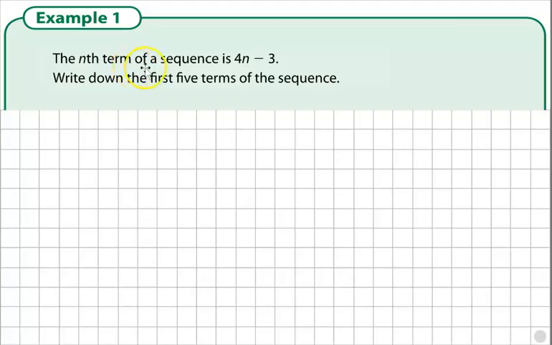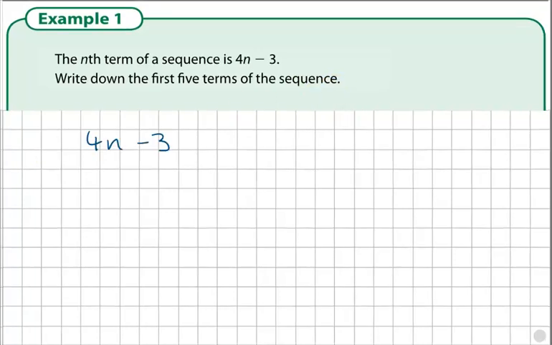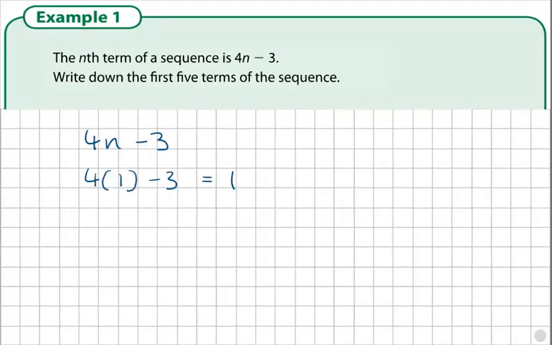The nth term of a sequence is 4n minus 3. Write down the first 5 terms of the sequence. So we write down our nth term. We replace the n with a set of brackets and put 1 into the brackets to find the first term. And then 4 multiplied by 1 minus 3 is equal to 1. So 1 is the first term of this sequence.